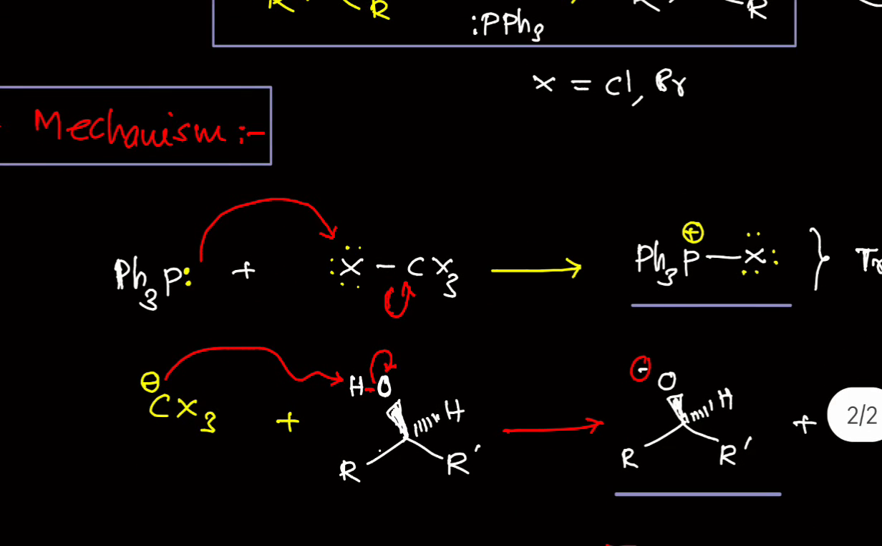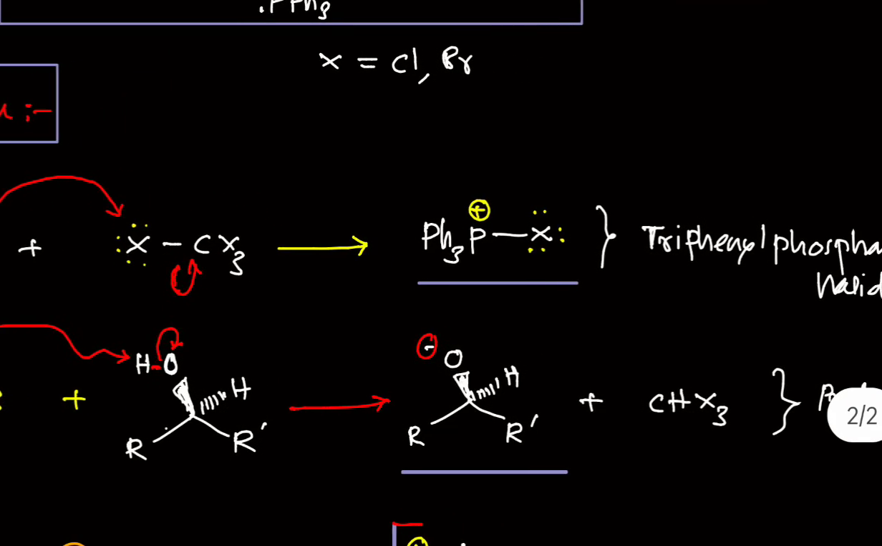You know that PPh3 is a neutral ligand that can also act as a nucleophile. Now this is a simple reaction between the phosphorus lone pair and a halogen from the CX4. The CX3 negative ion will be liberated, and here a compound will appear. That compound is called triphenylphosphonium halide, Ph3P+X, having a positive charge. This is called triphenylphosphonium halide.